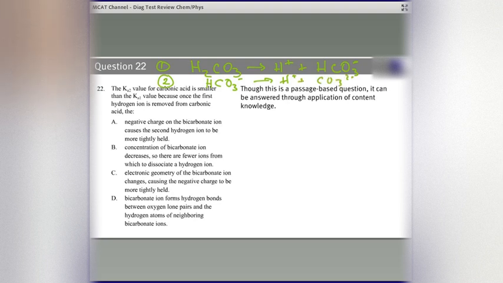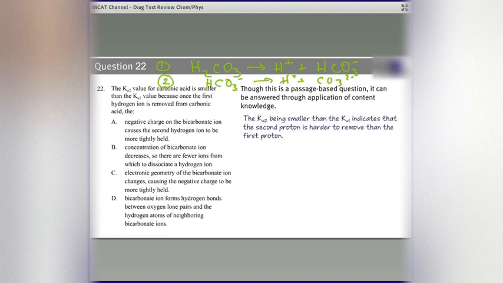Okay, that's what the Ka1 and Ka2 are talking about. These are simply equilibrium constants for this dissociation. All right, it's saying that the Ka2 value is lower for the second dissociation than for the first, and they want to know why. Well, what does that mean?